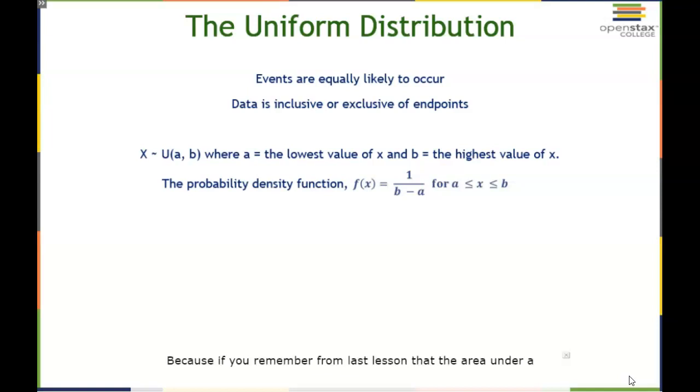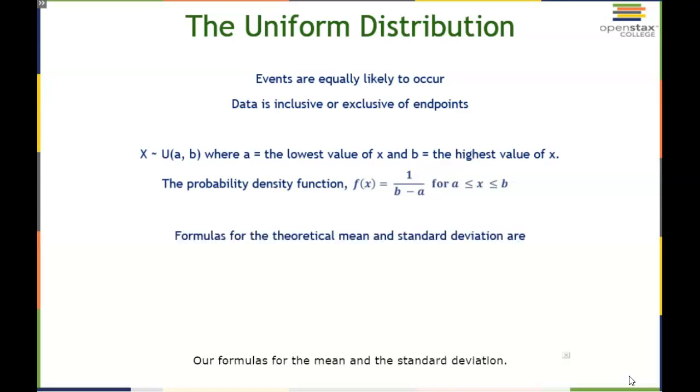Because if you remember from last lesson, the area under a specific value is 0. So including them isn't going to push us over the 1 that our probabilities can be. Our area isn't going to grow just because we have these values included or not, because the area specifically under a particular value is 0.